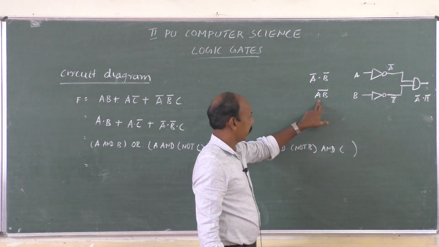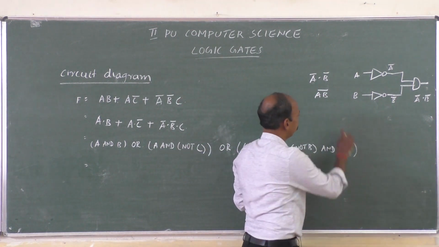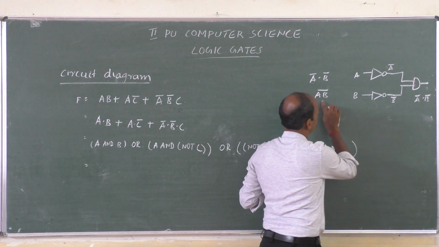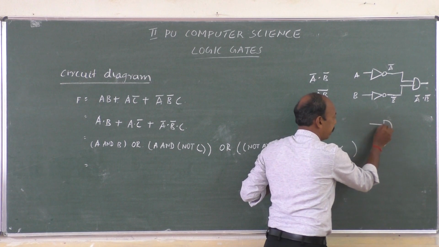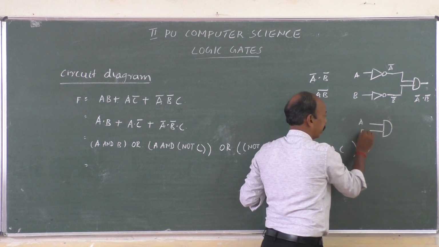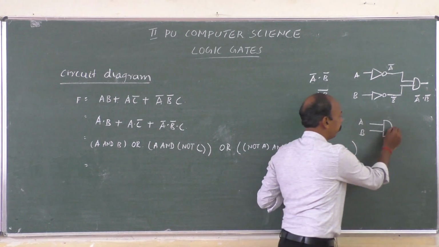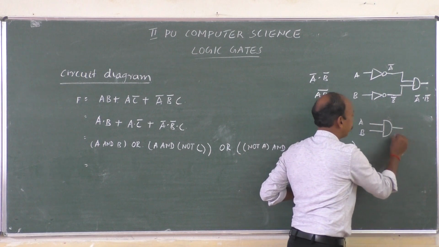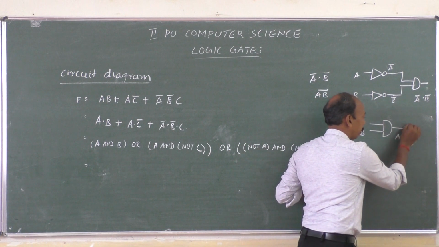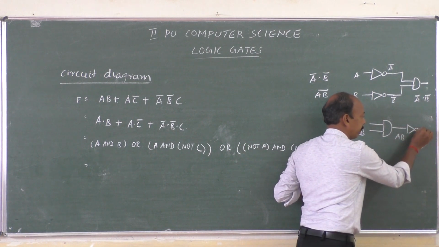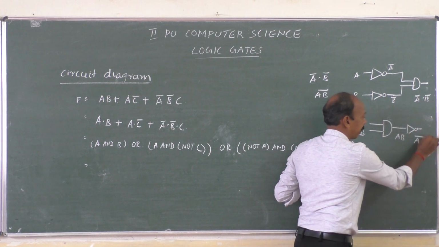What about the other one, AB bar? Here AB bar means an AND gate with A and B. What we will get will be A into B. That has to be complemented. So this output becomes the input for the NOT gate, which will give AB bar.